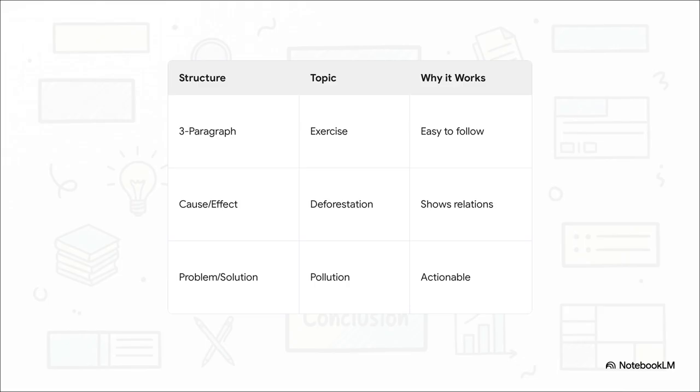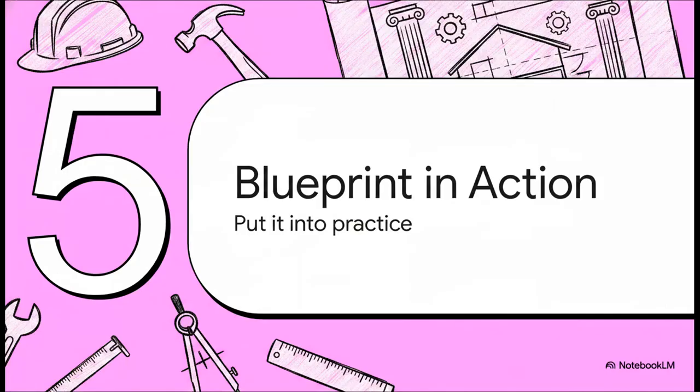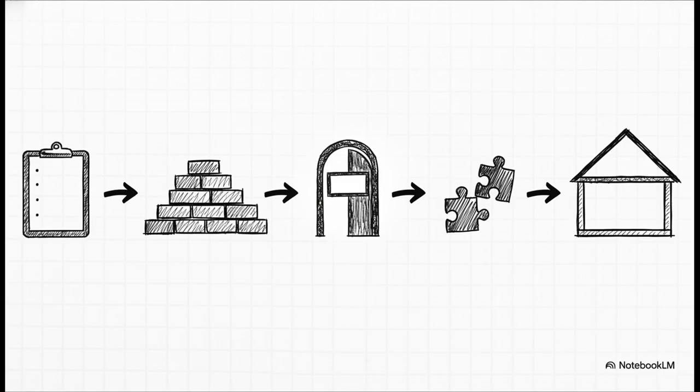Finally, we have the problem and solution format. If your topic is plastic pollution, you first outline the problem, the harm to ocean wildlife, and then you dedicate the next section to the solutions, like recycling programs. This layout makes your information clear, forward-looking, and totally actionable. Section 5. Your Blueprint in Action. All right, it's time to actually put this into practice. By completing these 5 focused homework steps, you're going to transition from just thinking about an essay to actually holding a workable, orderly plan in your hands.